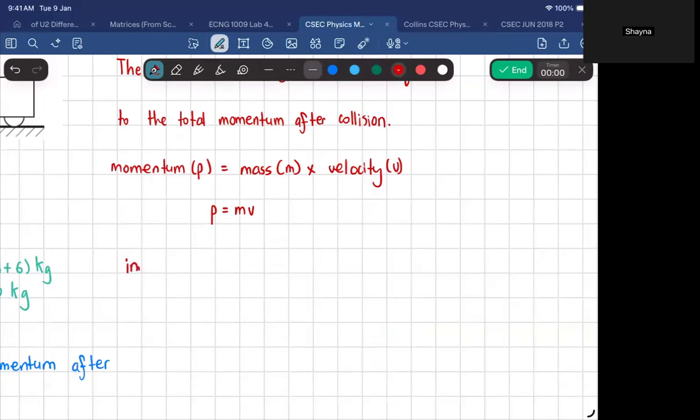Right, and then impulse. Cool. These are the formulas you need to remember.